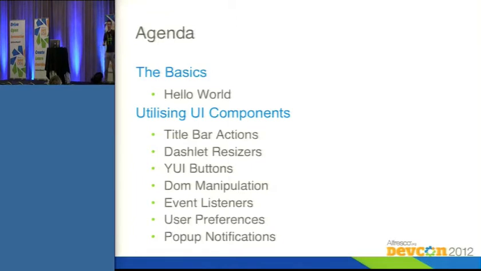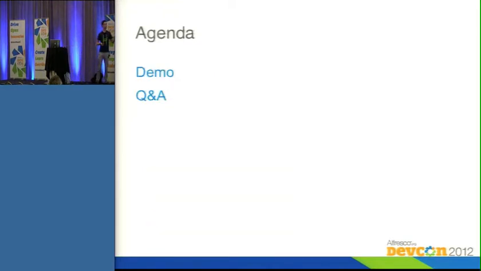So that's the dashlet itself, and we're going to build that up to add these different types of controls here, different types of UI components, using different services from the repository and from Share itself. So we'll step through those in 8 different stages. And then I'm going to show you some of this code actually working, hopefully, and we'll have time for Q&A at the end.